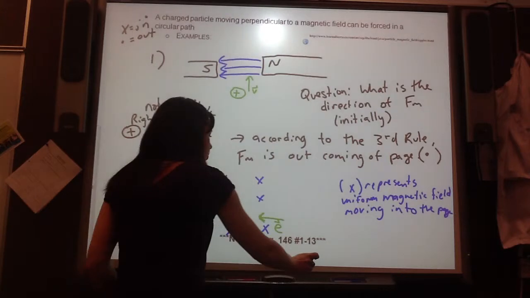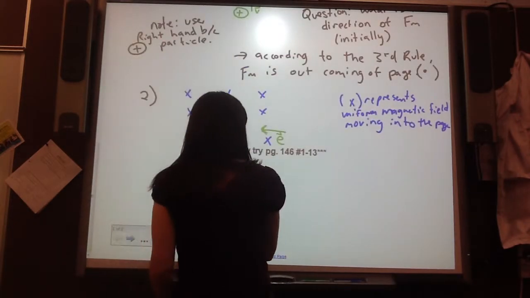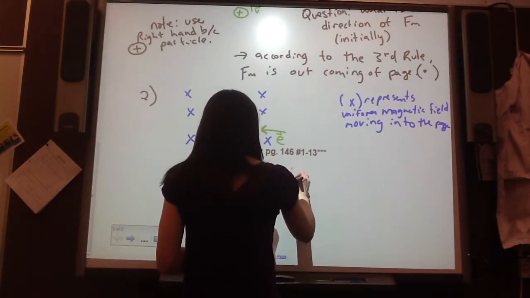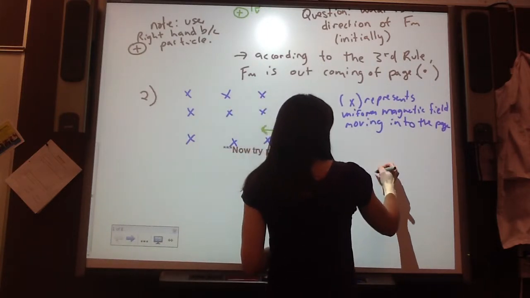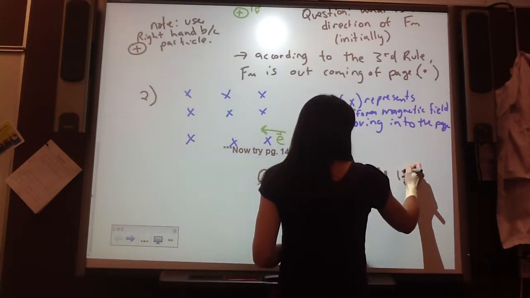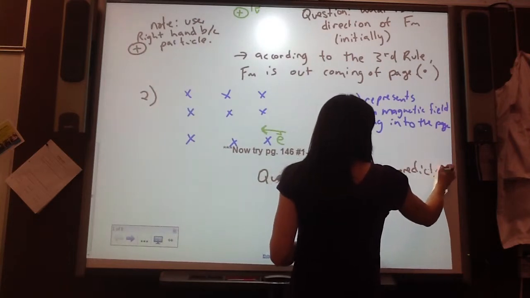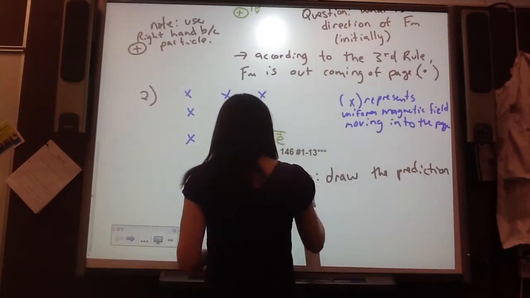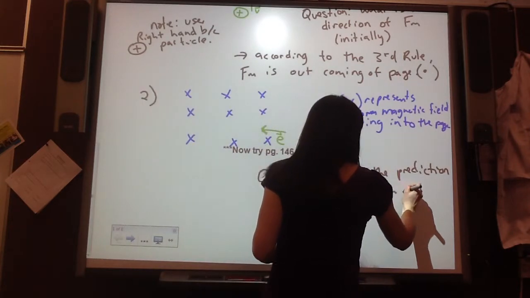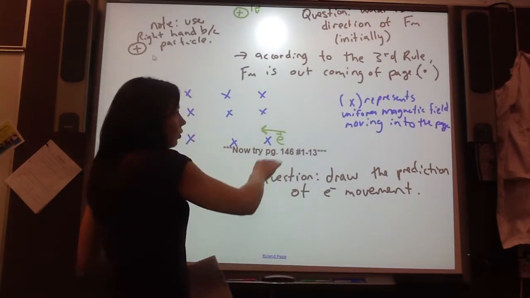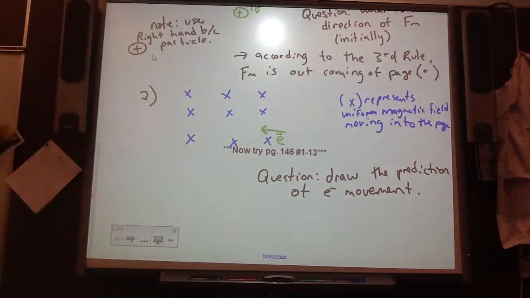So my question would be: draw the prediction of electron movement through that magnetic field.